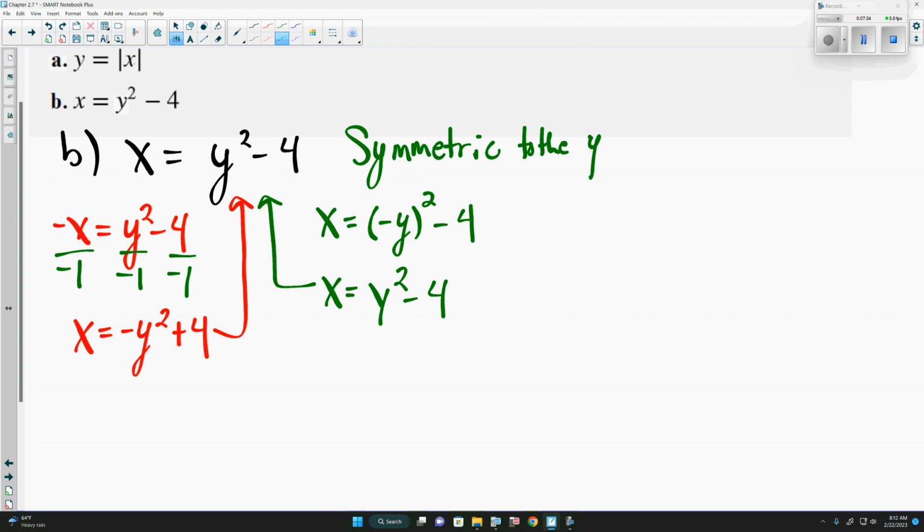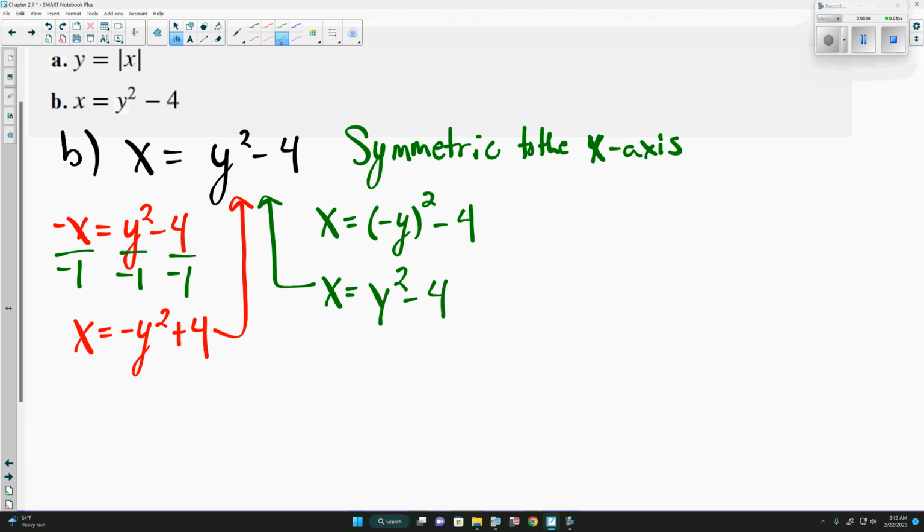to the x-axis. I almost said the wrong letter, but it's symmetric to the x-axis. Because when we replace y with negative y, we're talking about the x-axis. When we replace x with negative x, we're talking about the y-axis. Questions on these here? Questions on any of this so far?